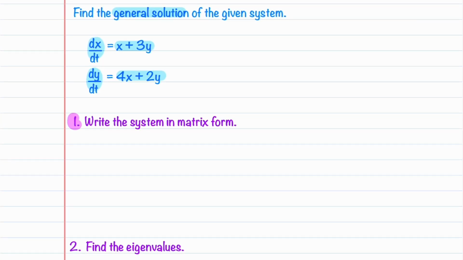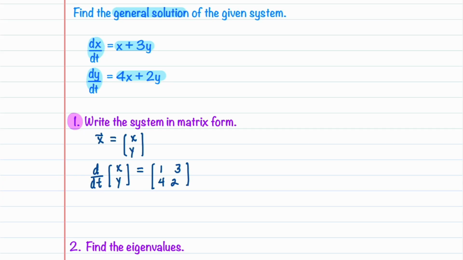The first thing that we're going to do to solve this system of equations is to write the system in matrix form. We're going to let vector x have the components x, y. This enables us to write our system like this. We have d/dt of (x, y), and then on the right-hand side, we are going to separate the constants from the x and the y, and we're going to write it as a matrix 1, 3, 4, 2.